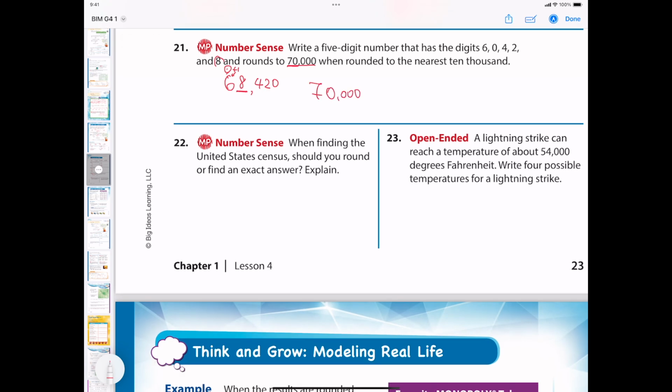70,000. So the answer is what? 68,420. It can be 68,204 or 86,000, 402. What else? Yeah, 240 also, right? 68,240. Okay, I think that's it. Oh, more. Okay, 68,042 or 68,024. Okay, those are all the possibilities. Okay, possible answers.